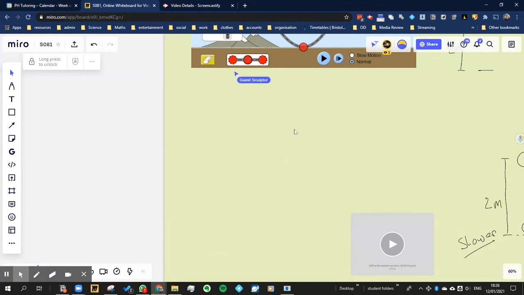Right. So we looked at converting gravitational energy into kinetic energy. We're now going to imagine a situation when elastic energy is converted into kinetic energy.